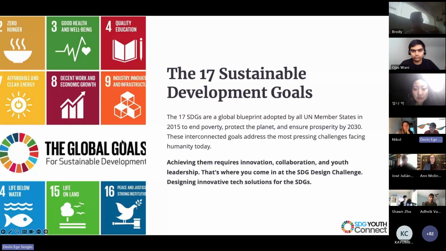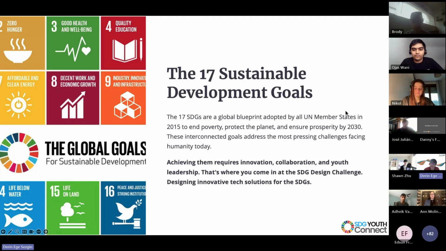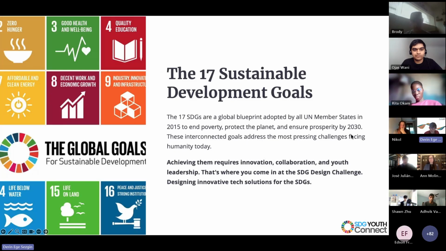So, the 17 Sustainable Development Goals. The 17 SDGs are a global blueprint adopted by all UN member states in 2015 to end poverty, protect the planet, and ensure prosperity by 2030. These interconnected goals address the most pressing challenges facing humanity today. Yet, there are only 4 years left in this 15-year timeline, and we must take action quickly and effectively. Achieving them requires innovation, collaboration, and youth leadership.